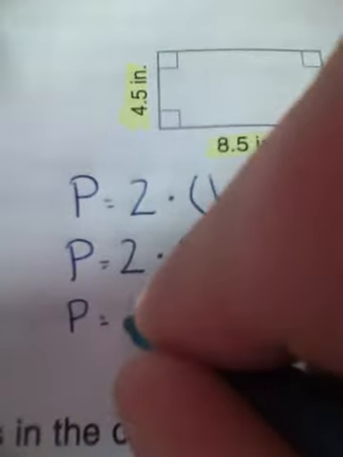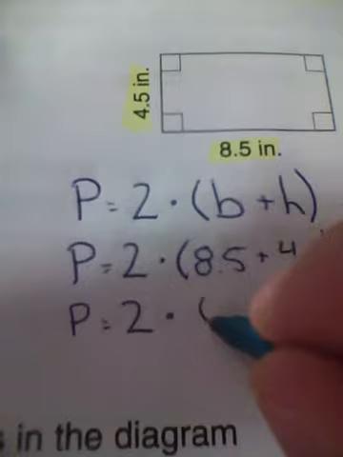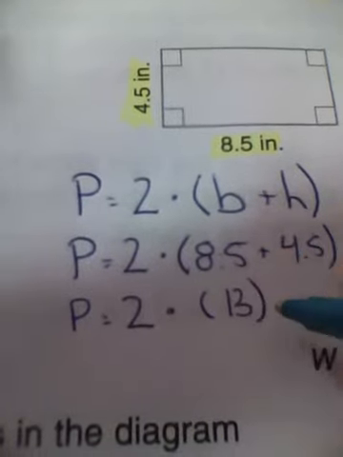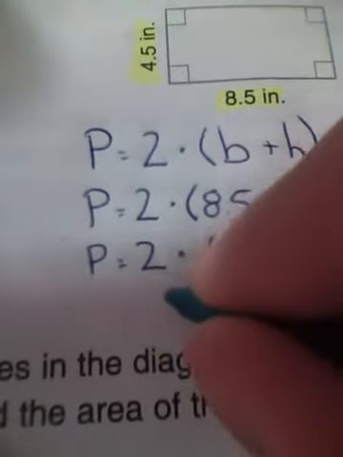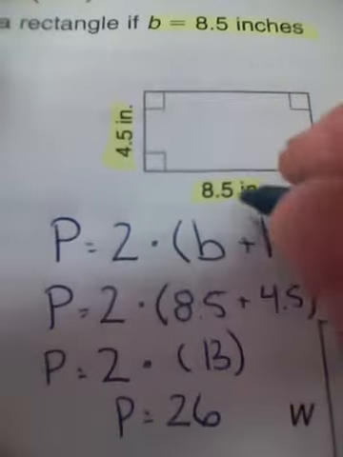So I now know that P is equal to 2 times 13. Well, 2 times 13 is 26. Perimeter equals 26. The unit of measure was inches.